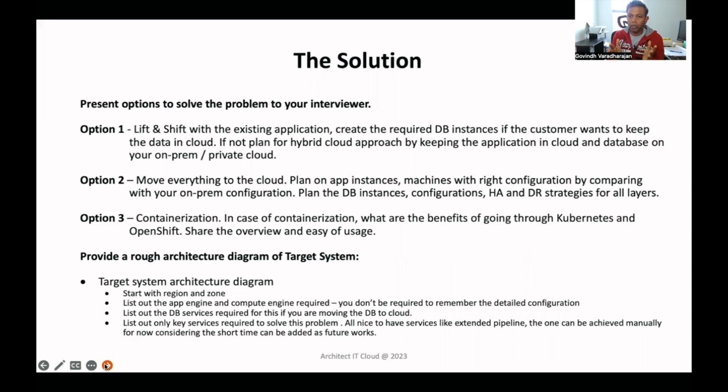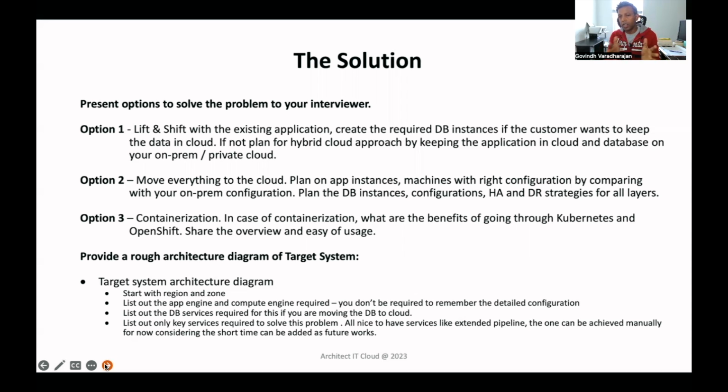This may change depending upon the use cases. Some people may think that the existing on-premises application is not containerized, but in order to leverage the built-in features of Kubernetes and OpenShift, the high availability feature, they can ask you to, hey, let's migrate along with the containerization. So in that case, the architecture may change.